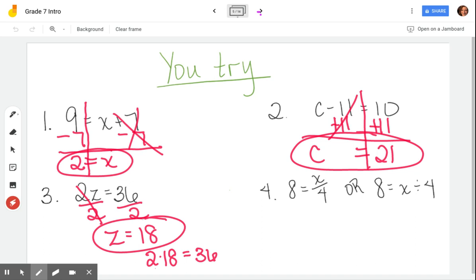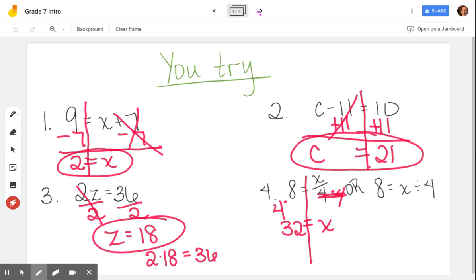The last one here, 8 equals x over 4 or x divided by 4. All my attention is going to go on the right side because that's where my variable is. To undo dividing, I need to multiply. They're inverses. So I'm going to multiply both sides by 4. It cancels on the right, just leaving me with the x. And on the left, I get 32.